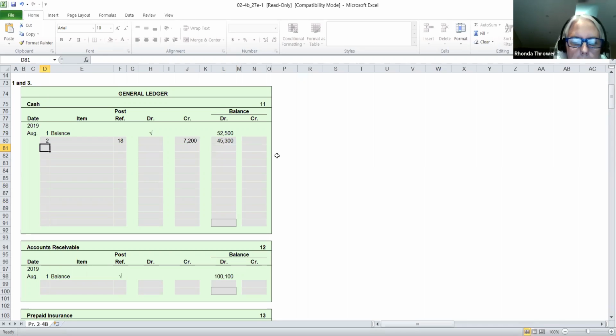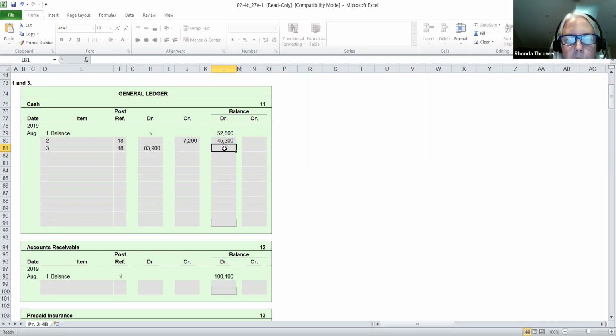I'm going to put the new date in, which is the 3rd. This is still coming from post reference 18. This time, my cash was debited in my journal. So I'm going to put on the debit side $83,900. I have to rebalance my cash account. Remember, cash is an asset account. The increased side of the account is on the debit side of assets. So the balance in all of my asset accounts has to be on the debit side.